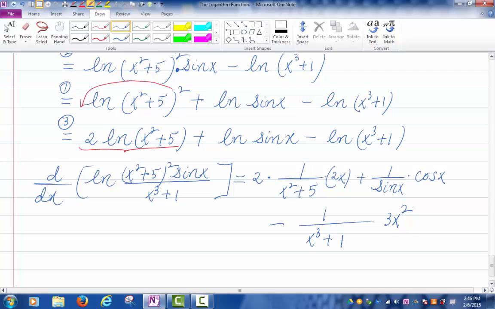Now I have almost a simplified answer. All I have to do is write 2 times 2x, which is 4x, over x squared plus 5. Cosine over sine is cotangent, plus 3x squared over x cubed plus 1. Not much simplification is required. Is everybody okay?